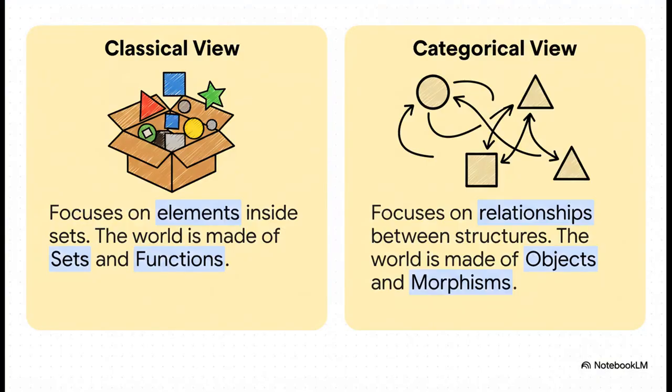So check out this shift in perspective. The old school classical view is like trying to understand a car by listing every single one of its parts, every screw, every bolt, every wire. It asks, what is this thing made of? But the categorical view, it's more like looking at a traffic system. It doesn't really care if a car is a Ford or a Toyota. It just cares about the object called car and the relationships, or morphisms, between it and other objects, like drives to a stoplight. It asks the bigger question, how does this thing behave and connect to everything else? It's a complete flip in how you see the world.